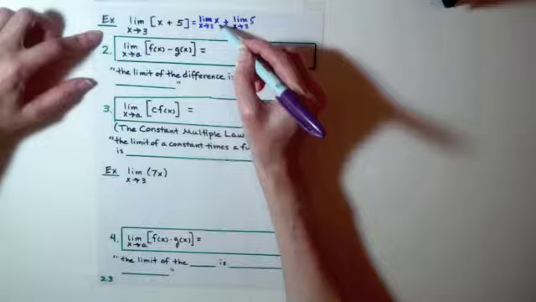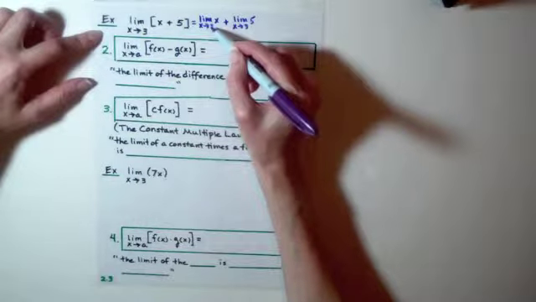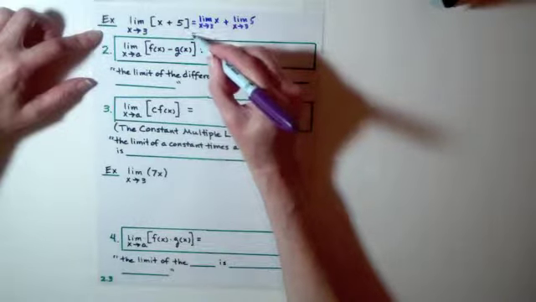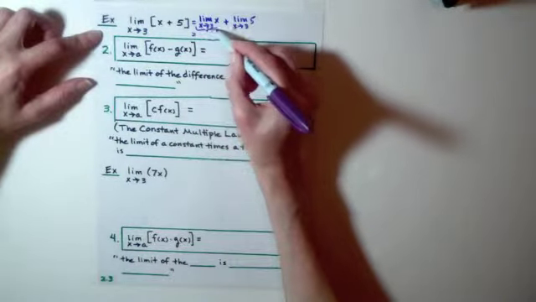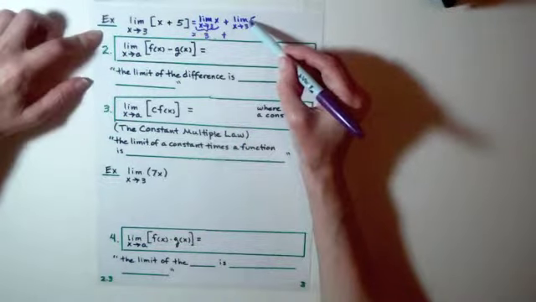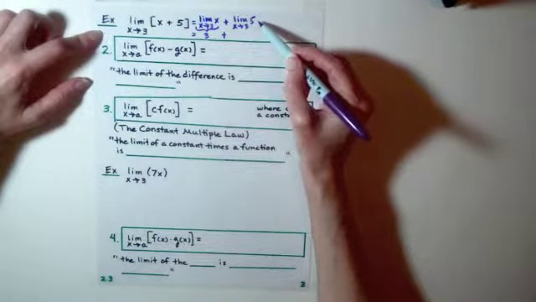That's our obvious limit. And remember that as x gets closer and closer to 3, x will get closer and closer to 3. And so this first limit is just equal to the number 3. How about the second limit? Limit as x approaches 3 of 5.